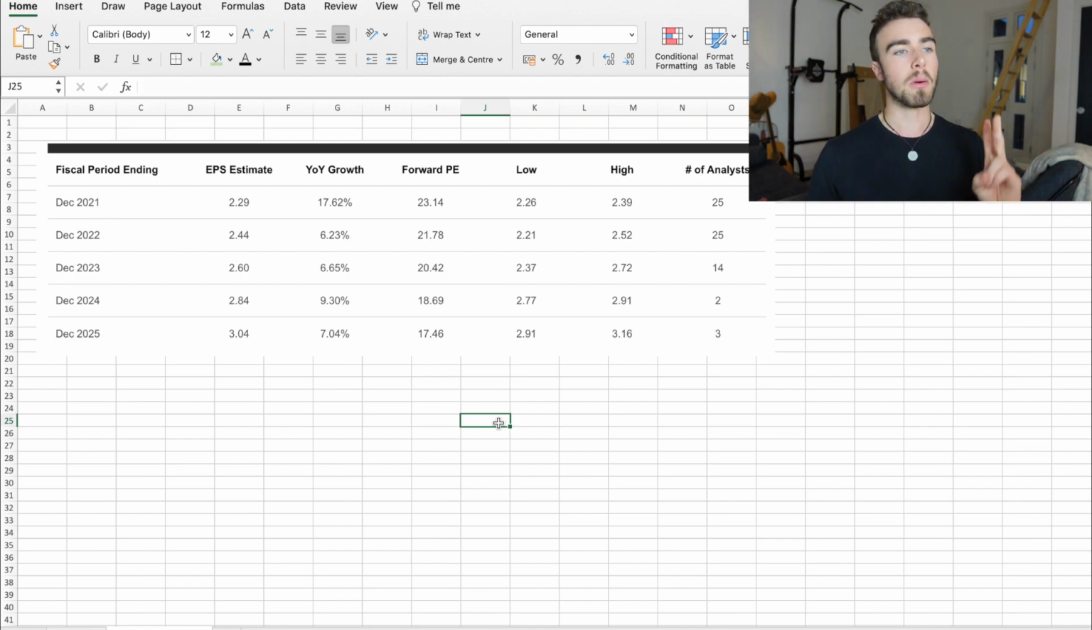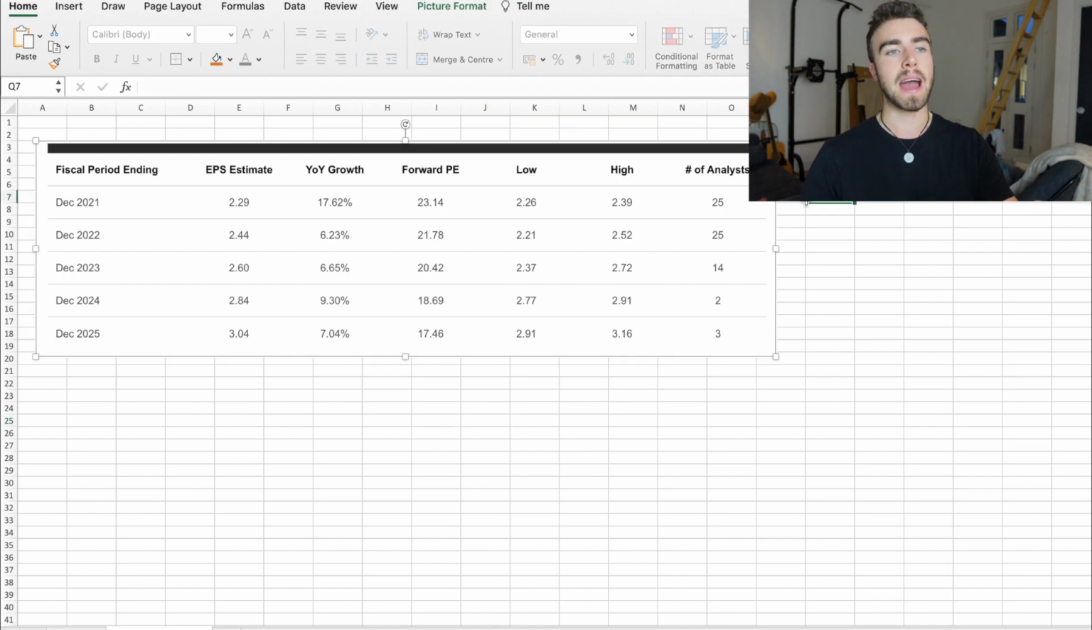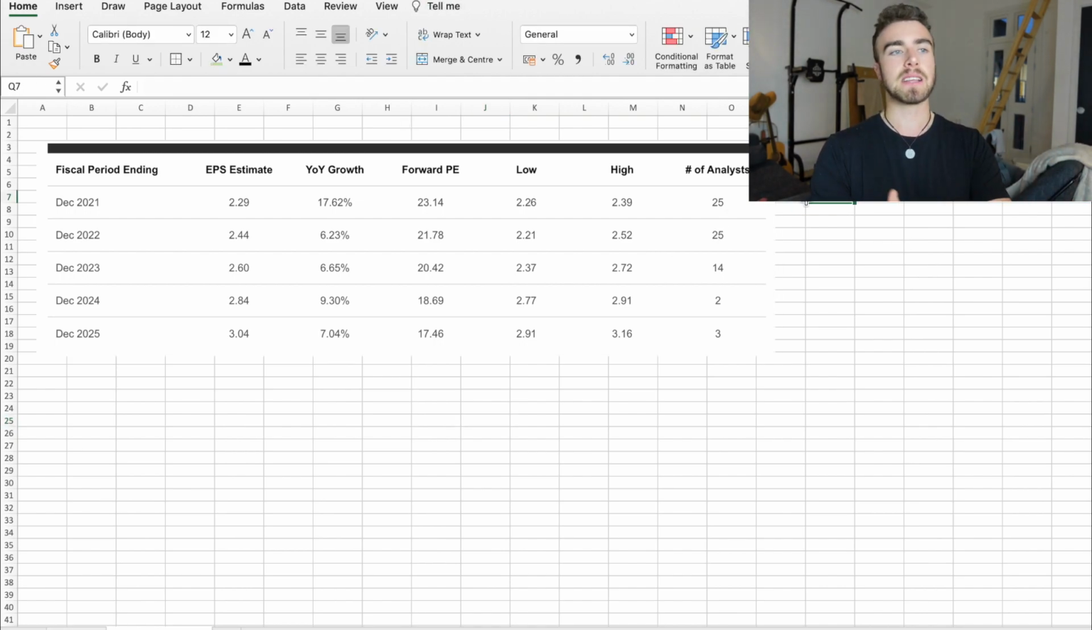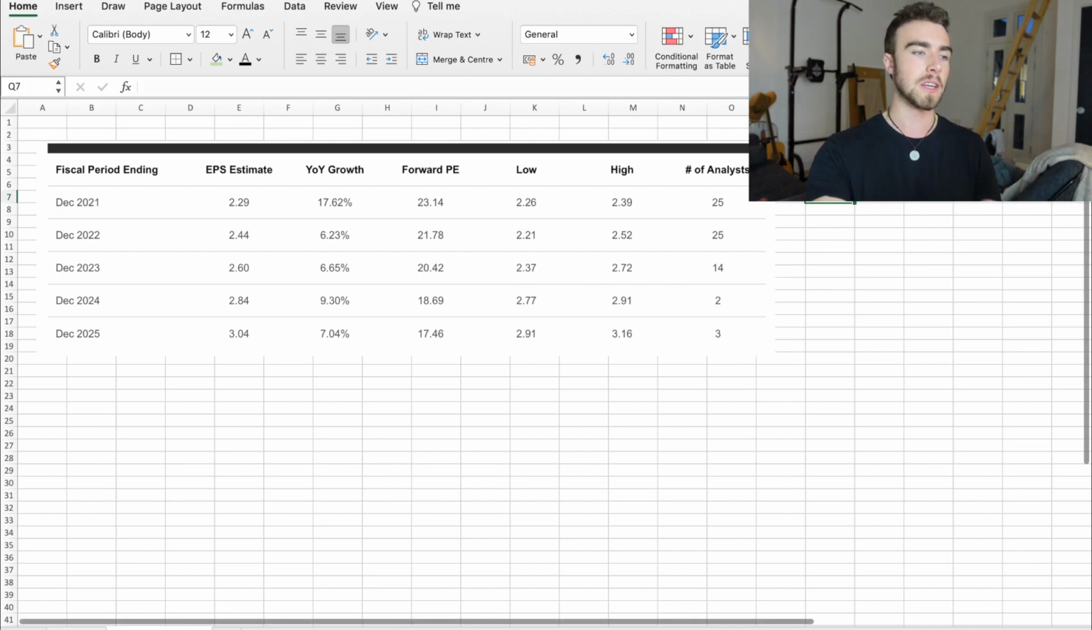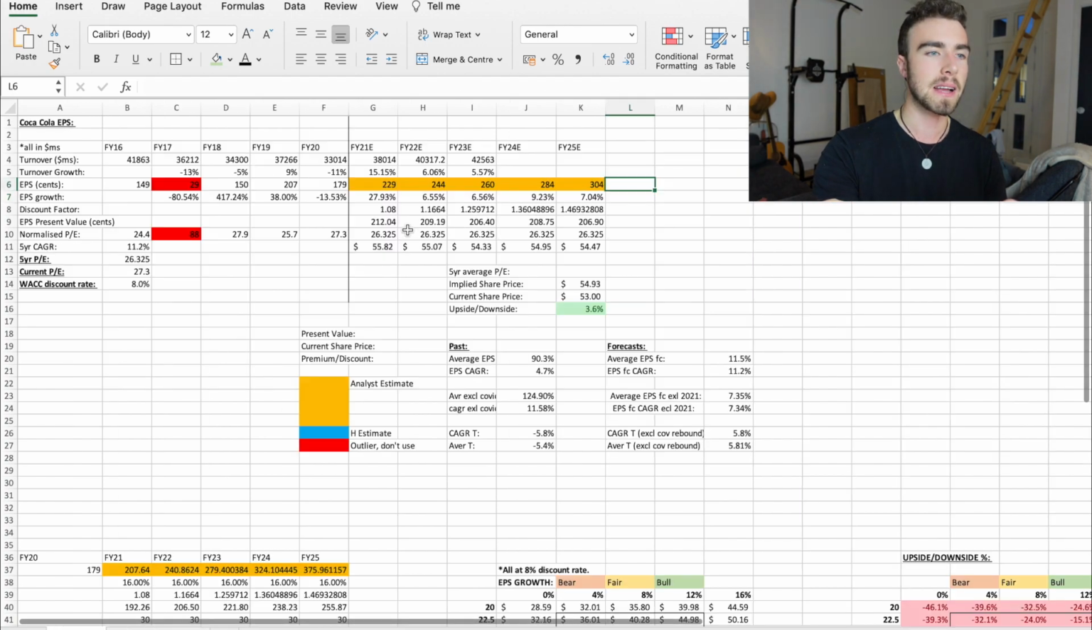So as I said, number one, what you want is a large number of analysts. The higher the sample size, the better. The second thing you want to be looking at is as small a range as possible. So you can see for next year, the earnings per share forecasts from 25 analysts is between $2.26 and $2.39. Is that good? Yes, I would say that's good, because you've got 25 analysts in a really, really small range. So you can say they've got a high degree of confidence that the earnings per share is going to be about $2.30.